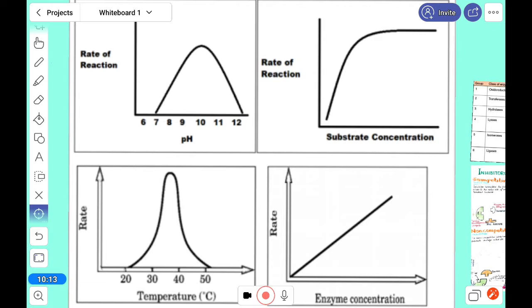Enzyme concentration, if we increase it, what kind of increase can we see in the rate? Here we get a straight line. It means that if we increase the enzyme concentration, the rate will increase accordingly. Okay. So from this graph we are able to understand. This is a very important part, you have to keep all this in mind.